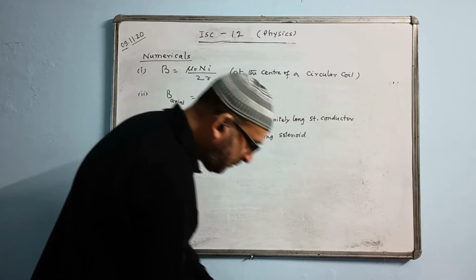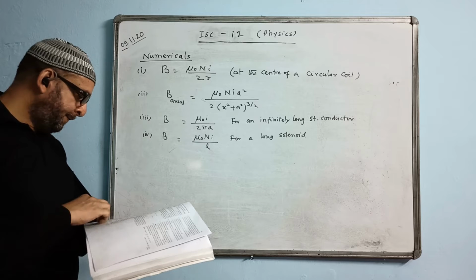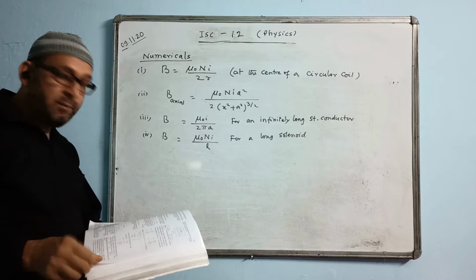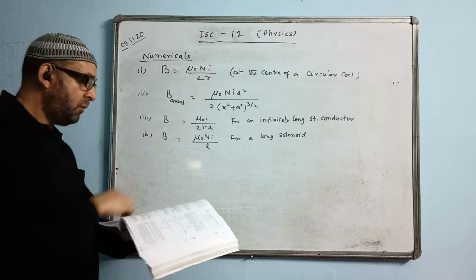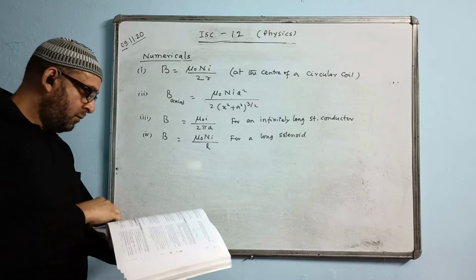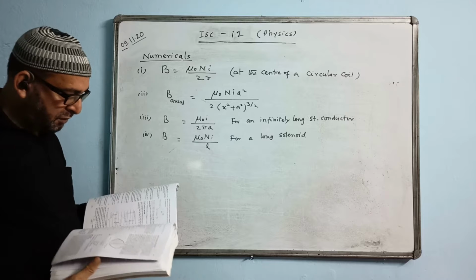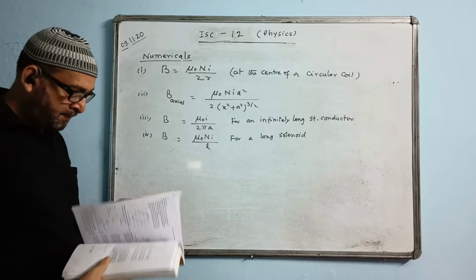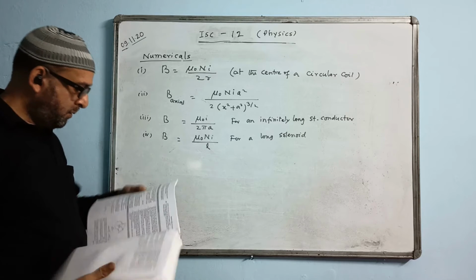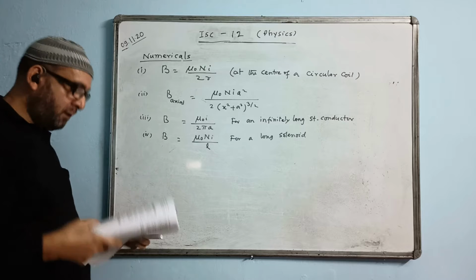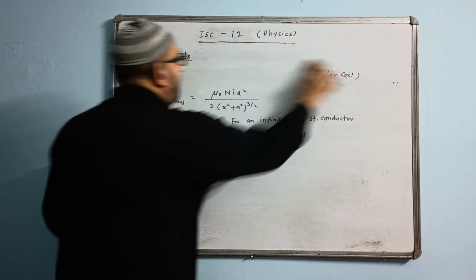Now, some important types of problems we will do in this chapter. Remember, if it is a semicircle, the formula will become half of this. If it is a quarter circle, a quadrant, it is one fourth of this value. Accordingly, we can make modifications according to the shape of the coil. Okay. Now, first numerical, first problem.